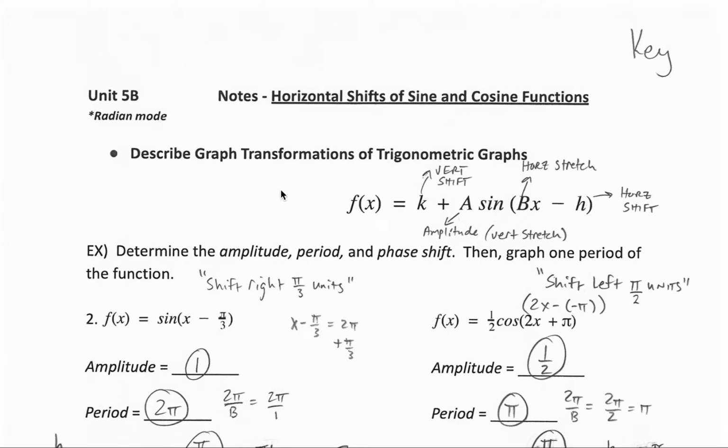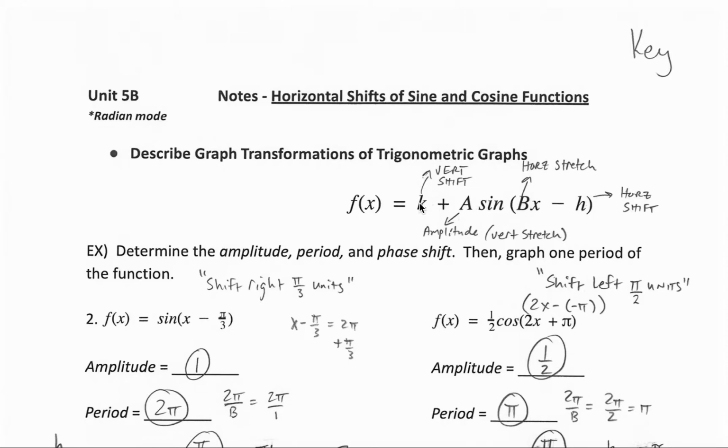In this video, we're going to be shifting sine and cosine functions horizontally. Before we do that, let's just review real quick what all of our transformations do in this generic form. The A value is going to be your amplitude. That's going to stretch your graph vertically up and down. The B value is going to be a horizontal stretch. That's also going to affect our period length.